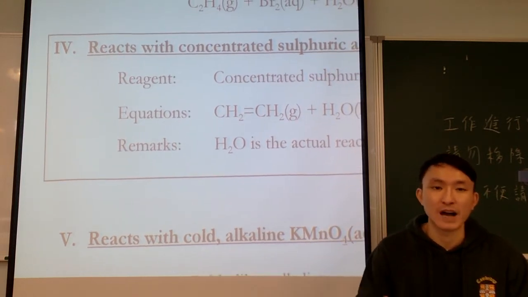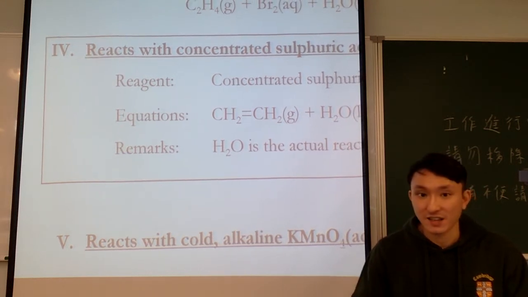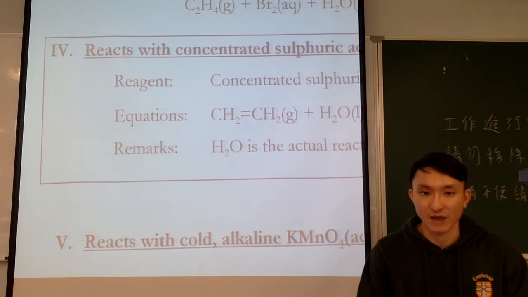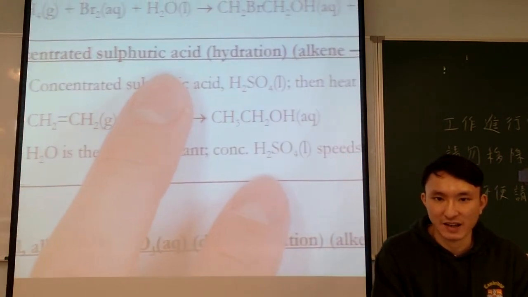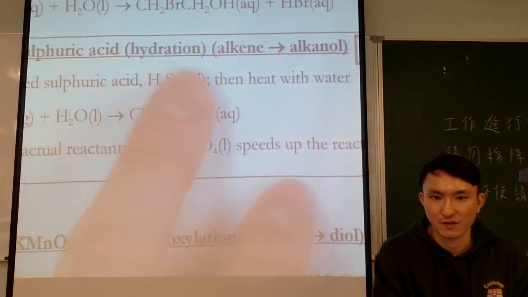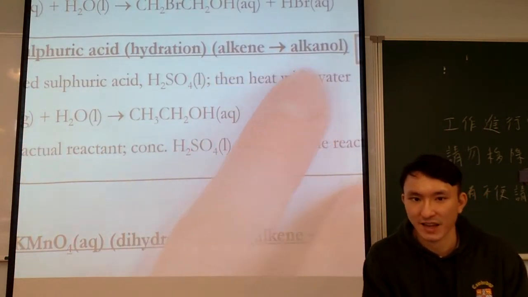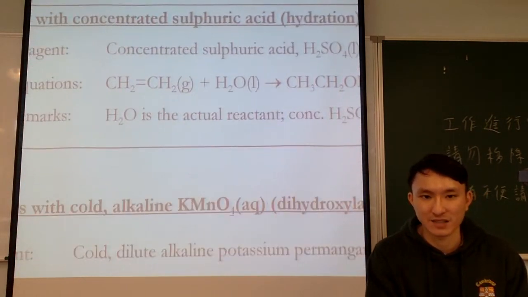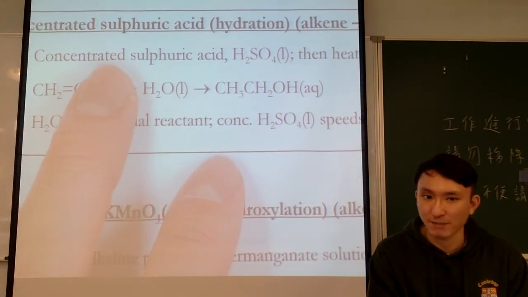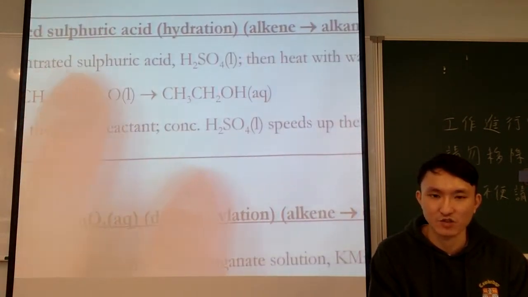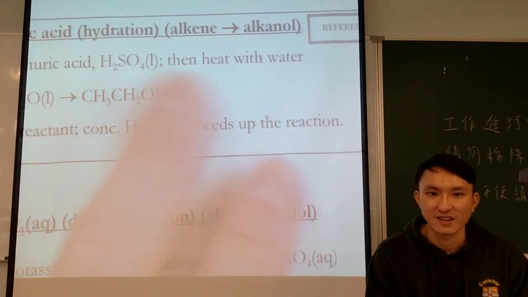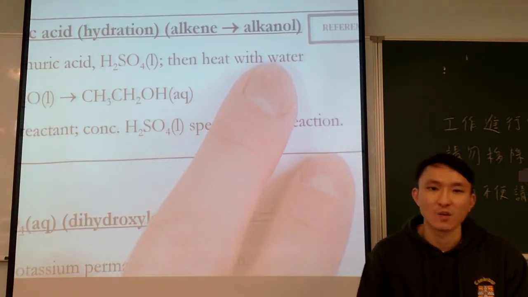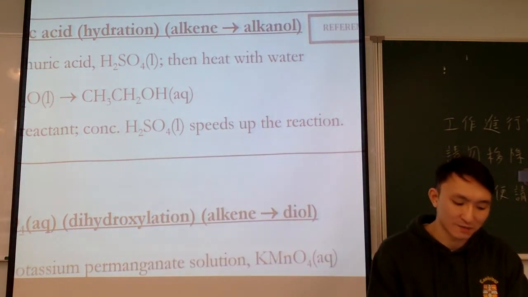Now, reaction 4 here is out of syllabus, but could be useful if you have memorized this, especially later on when we talk about organic synthesis. This is one quite useful reaction. Alkene can react with concentrated sulfuric acid in order to convert it into an alcohol. The step is a little bit complicated. There are 2 steps. One, you need to react with concentrated sulfuric acid. You need to heat it up, and then you add in water.